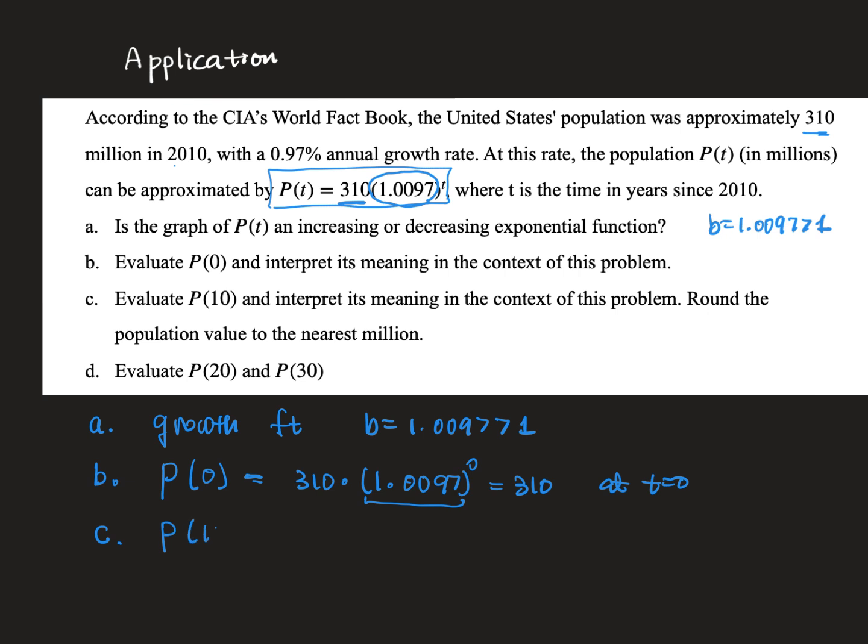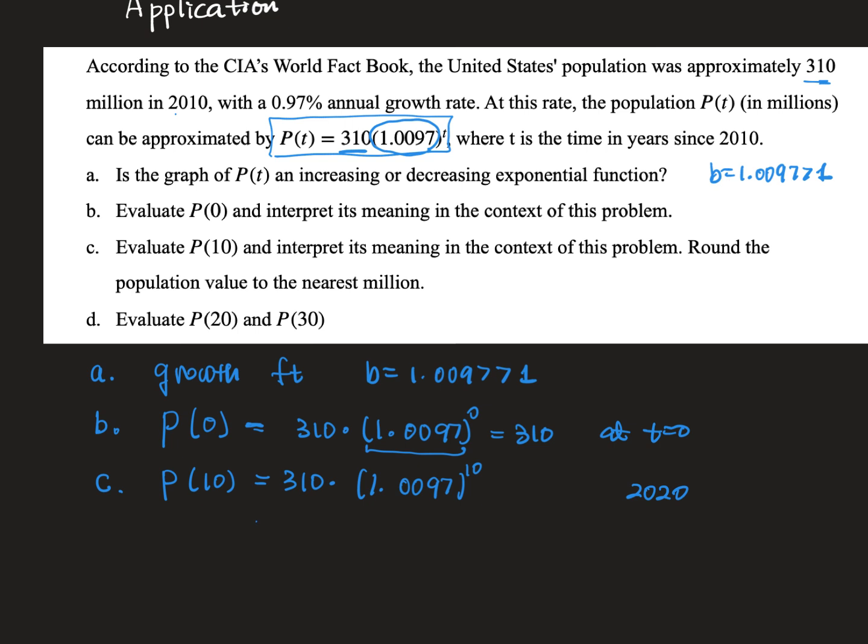Next one is c. T equals 10. What is t equals 10? After 10 years, 10 years after 2010, then 2020. What is the population going to be? 310 times 1.0097 to the 10th. Guys, make sure you know how to use your calculator to calculate this exponential value. Then you're going to have 341 million. So after 10 years, your population is going to increase to 341 million.